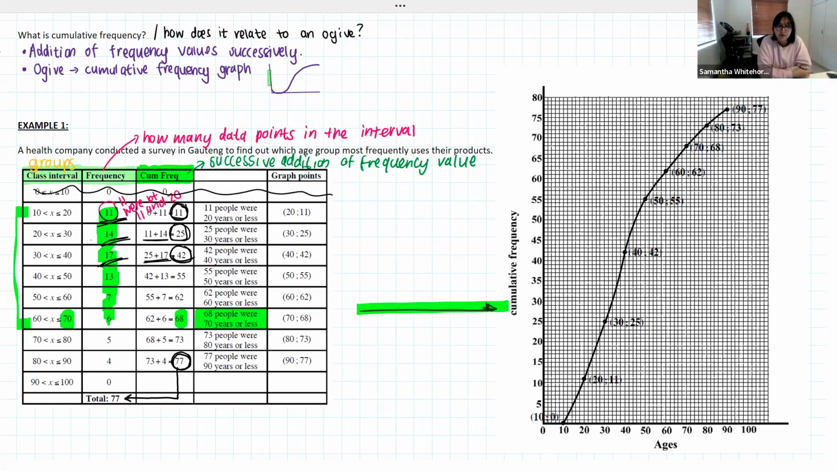I never call it a cumulative frequency graph. Sometimes they do in past papers. Often they'll say, use the data to draw a cumulative frequency graph, and then they put in brackets ogive. Just know it's the same thing.